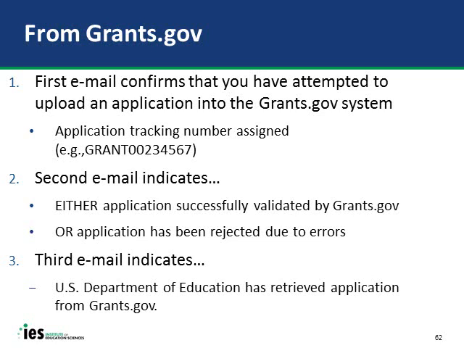The second email you receive will indicate either that your application has been validated by Grants.gov or that your application has been rejected due to errors. If it has been rejected, you will need to go back and fix the errors. This is yet another reason that you should submit your application early, because you want to make sure you have enough time to fix any problems if your application is rejected. The third email you receive from Grants.gov indicates that the Department of Education has retrieved your application.